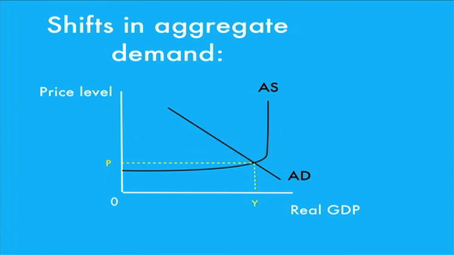When aggregate demand shifts from AD to AD2, there is a fall in aggregate demand. The price level goes from P to P2. As there is slack in the economy, there is a small drop in the price level, but a significant drop in the total output from Y to Y2.